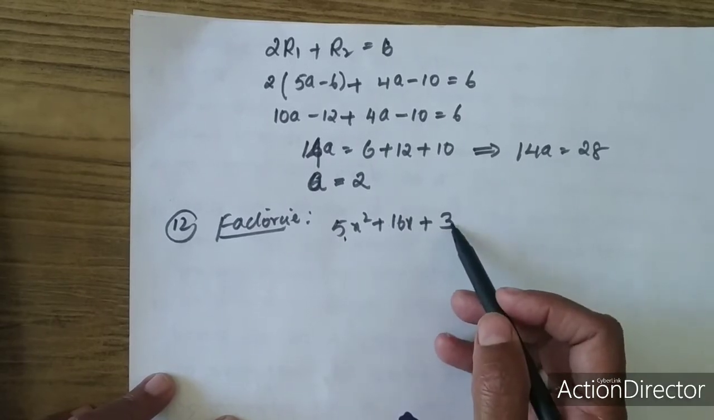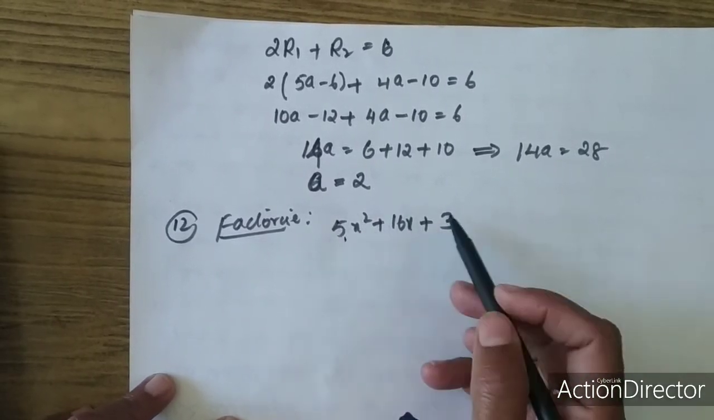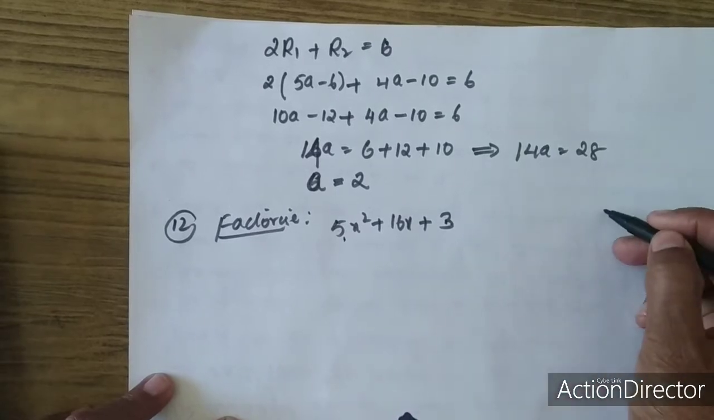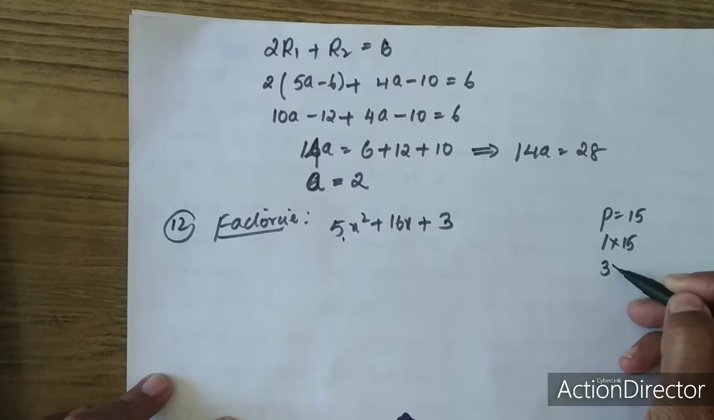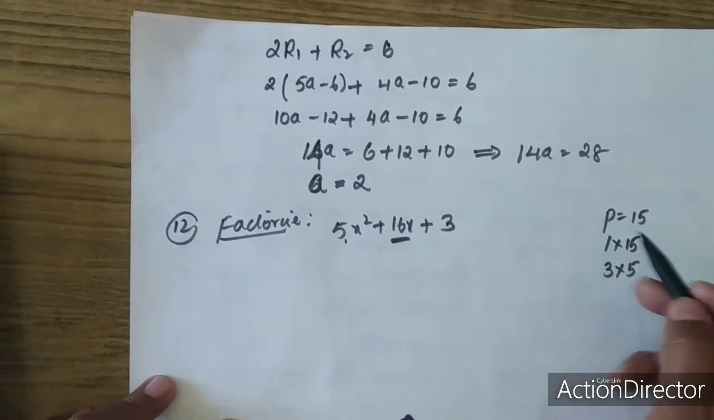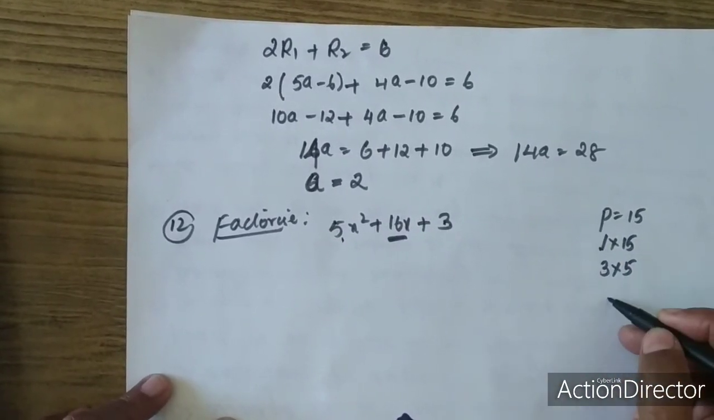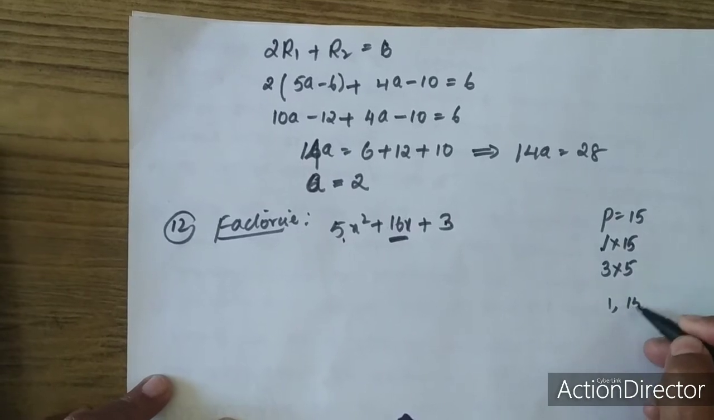So first you write the factors of 15. That is, the product is 5 into 3 is 15. So factors of 15 are 1 into 15 or 3 into 5. Since I need 16 in the middle term, 15 plus 1 is 16. So my two numbers are 1 and 15.